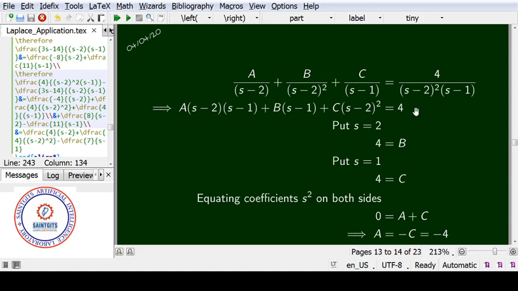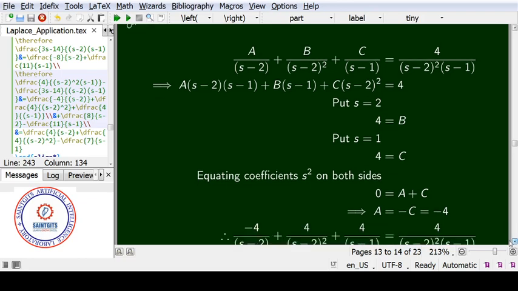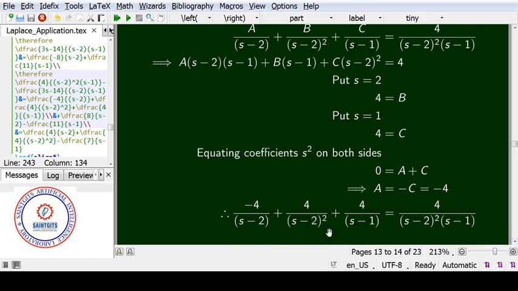On the right side we have 0, because there is no s square term; the coefficient of s square is 0 there. So 0 equals a plus c. Therefore a is equal to minus c. But c is 4, so a is equal to minus 4. When we substitute a equal to minus 4 here, I get minus 4 by s minus 2. With b equal to 4, we get 4 by s minus 2 the whole square. Then with c equal to 4, we get 4 by s minus 1. So we got the partial fraction.